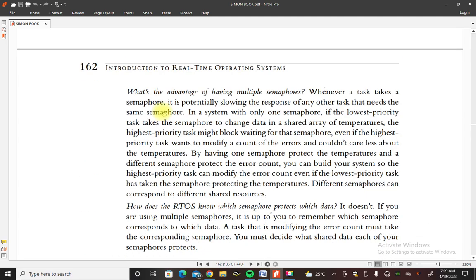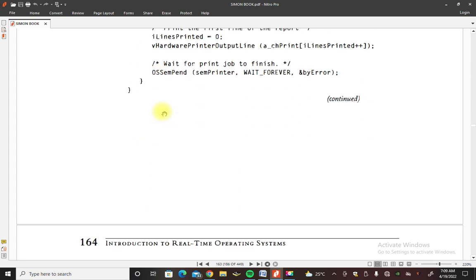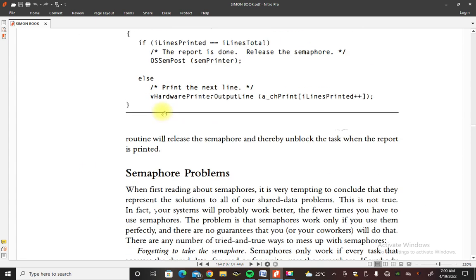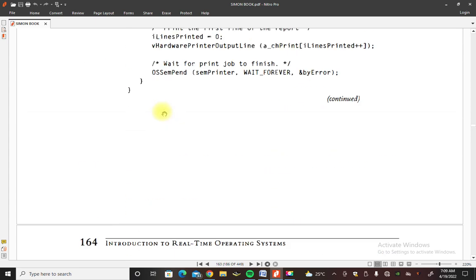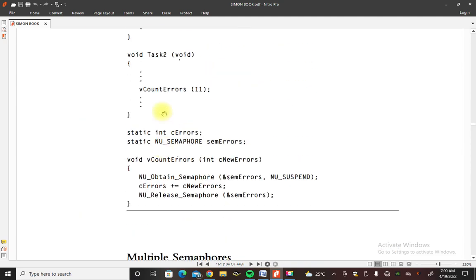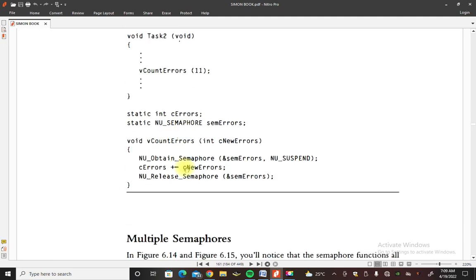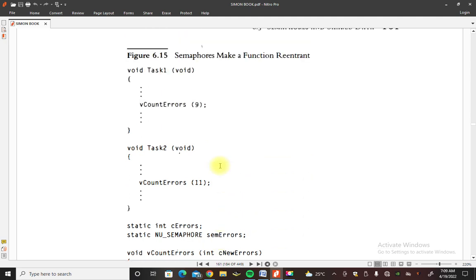When we have multitasking, there is something like a multitask operating system. With respect to the multitask operating system, we have some other one, the Nucleus operating system, which is NU underscore something like that. Here there are obtain semaphore and release semaphore, take semaphore, release semaphore, post, pend, obtain, release. Based on the semaphore, there are different syntaxes. Based on the real-time operating system, there are different syntaxes in this code.